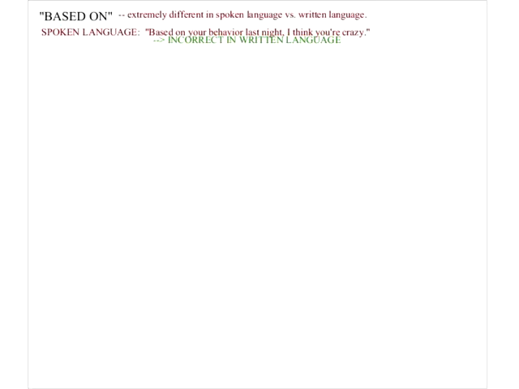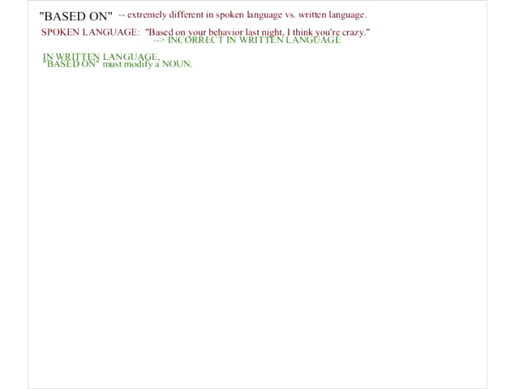This is one of those things, ironically, that non-native speakers of English are probably more likely to get right, because non-native speakers don't have this issue where spoken language has a certain convention. So in written language, "based on" must modify a noun. It has to. It has to modify a noun.